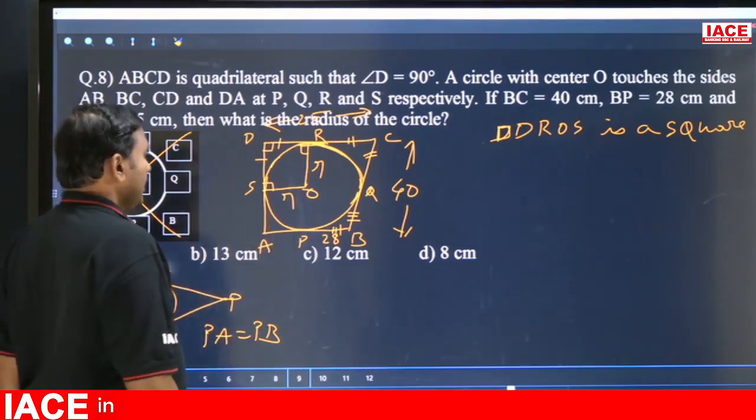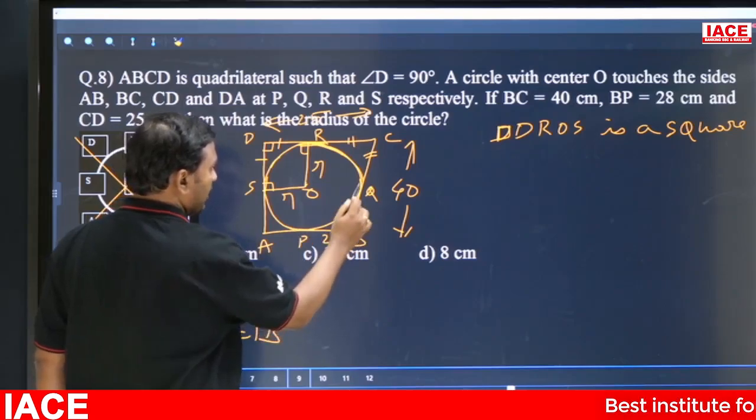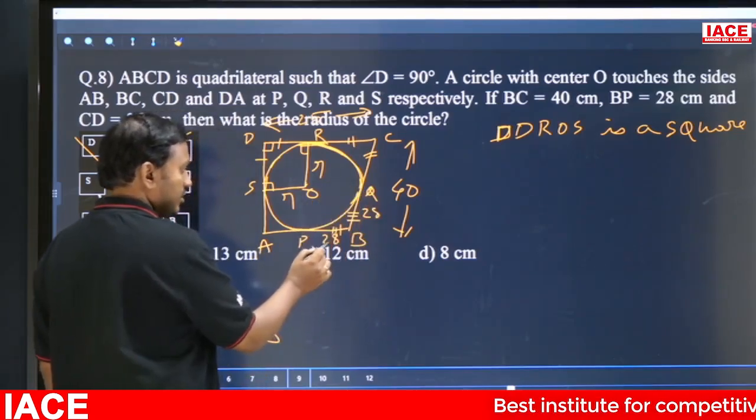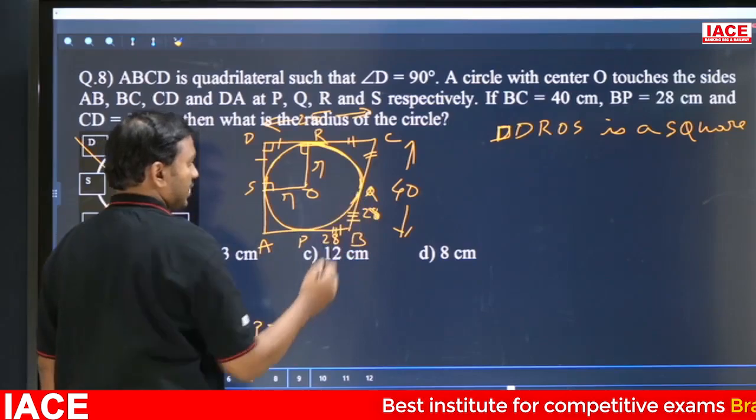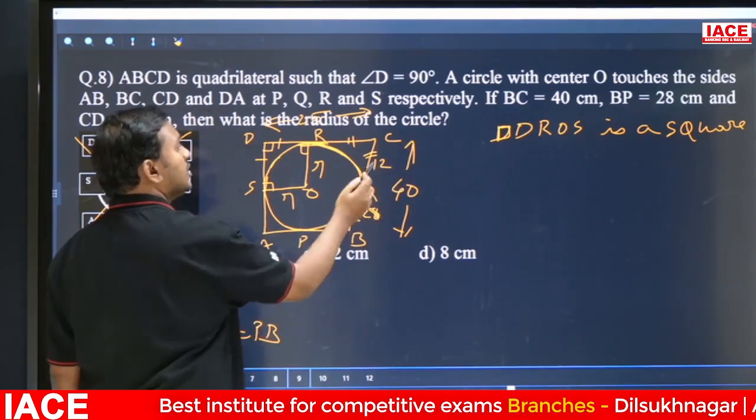Now see AP. So BC is, this is BP is 28, means what is BQ? This is also how much? 28. This is 28 means this is also 28, right? Total 40. This is 28 means this part is how much? 12. Again this is 12 means this is how much?